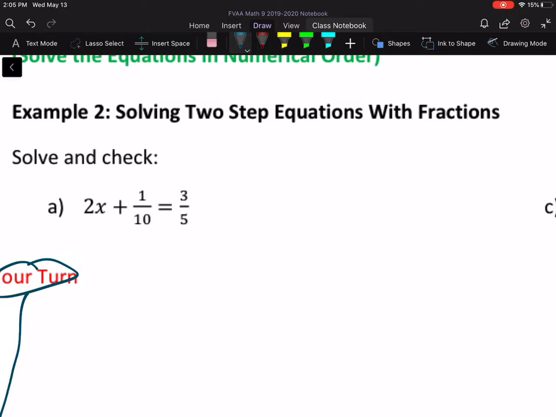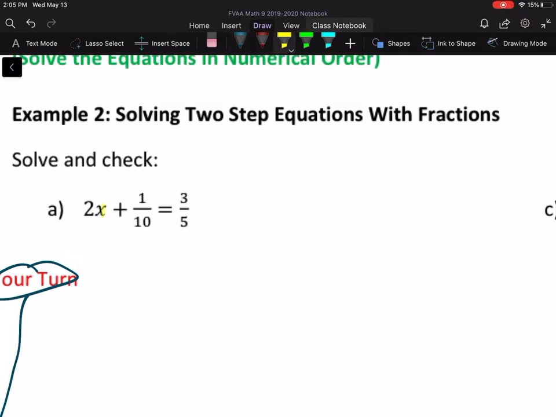So 2x, so my variable is right here, right? That's where I want to isolate. That's what I want to isolate right there. I start with plus minus, then division multiplication. So here I want to minus and leave things in fractions.